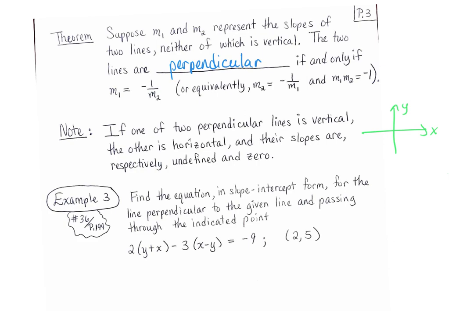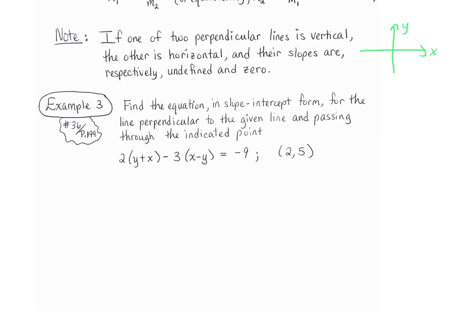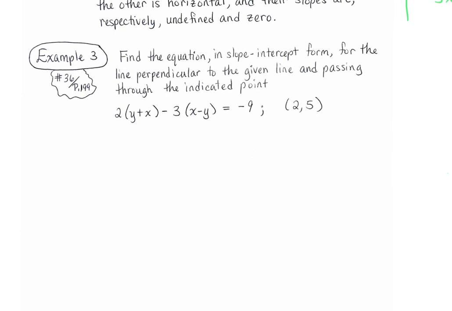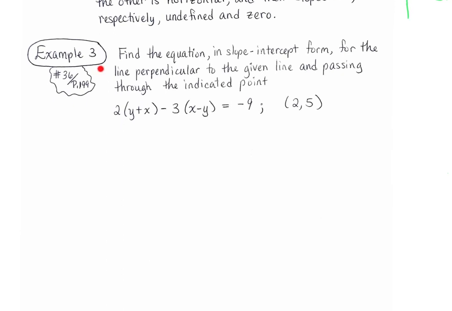Okay, so let's go through an example. We want to find the equation in example 3. We want to find the equation in slope-intercept form for the line perpendicular to the given line and passing through the indicated point. So I've given you this equation that represents a line, and I've given you the point (2, 5), and I want us to find an equation in slope-intercept form for the line that's perpendicular to this one that passes through this point.